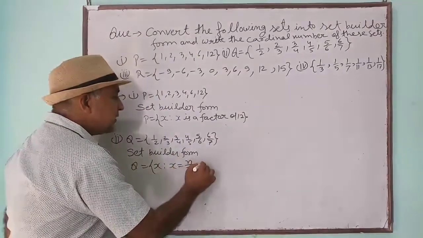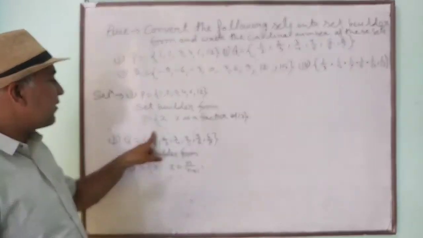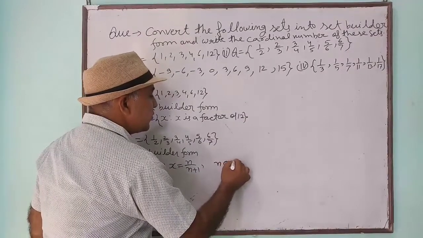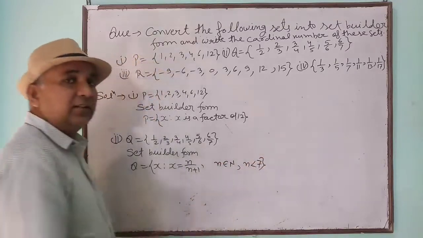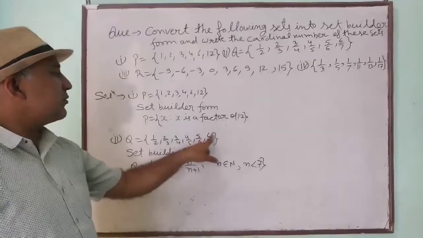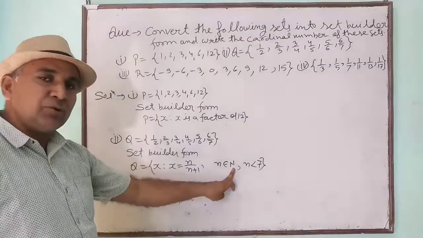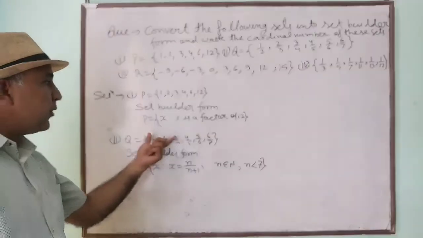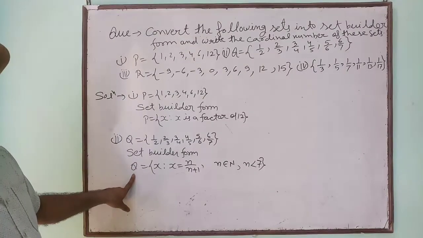Now, how to find the value of n? The value of n starts from 1 and reaches 6. That means this small n is a natural number, and less than 7, because n is the numerator and our numerator starts from 1 and reaches 6. That means the first 6 natural numbers are there. So n is a natural number and it is less than 7. Understood? You have to identify the rule followed here, and then you will write the rule, and that will be the set builder form.